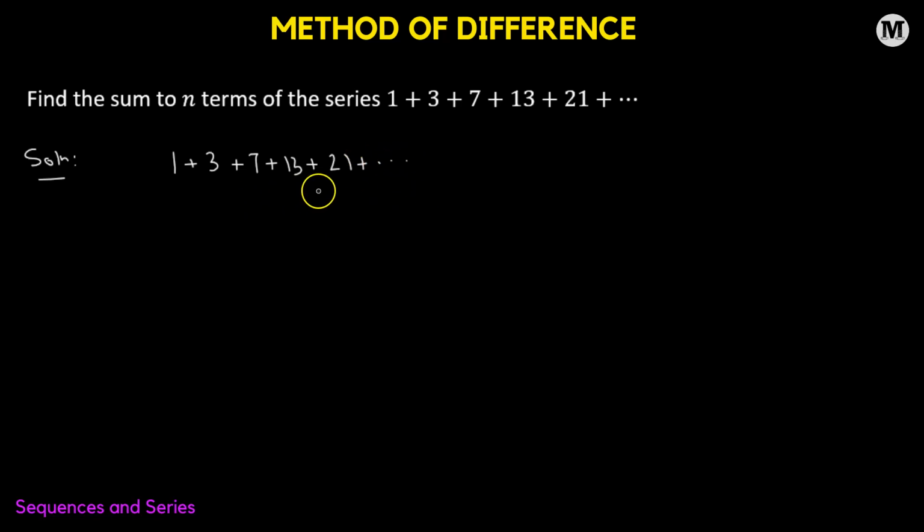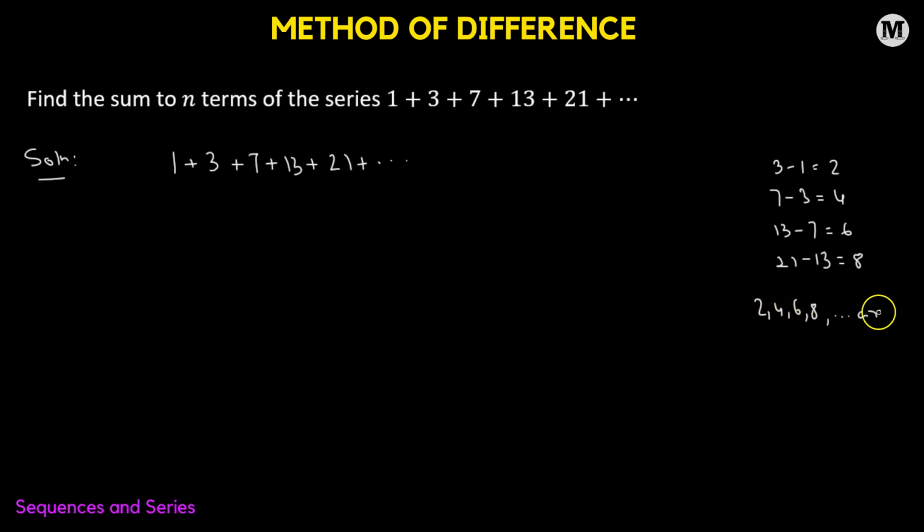Now clearly this is not an arithmetic series because we cannot find any common difference here. However, if we take the difference, that means if we take the second term and from here subtract the first term, that's going to give us 2. Taking the third term and subtracting the second term from it gives us 4. Taking the fourth term, which is 13, and from here subtracting the third term, that is 7, that's going to give us 6. Then we have 21 minus 13, so that's going to be equal to 8. So here clearly we observe 2, 4, 6, 8.